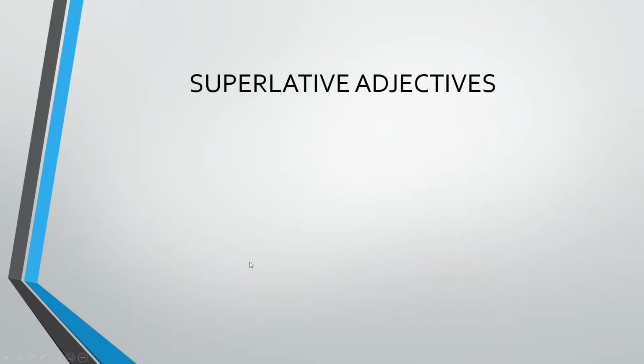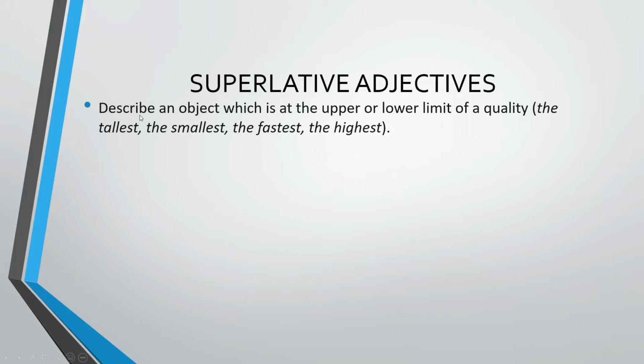Next, let's look at superlative adjectives. We use superlative to describe an object which is at the upper or lower limit of a quality. For example, the tallest. So this is the upper limit of a quality. Yang bahagian tinggi. The tallest, paling tinggi. The fastest, paling laju. The highest, puncak yang paling tinggi atau markah yang paling tinggi. Kalau lower limit of quality, for example, the smallest, paling kecil.